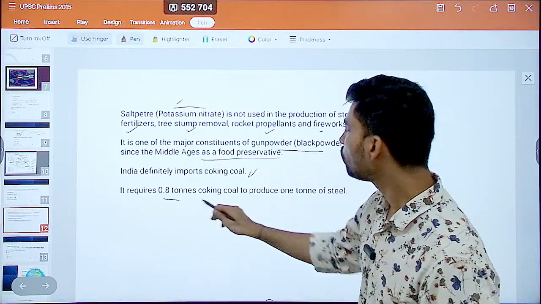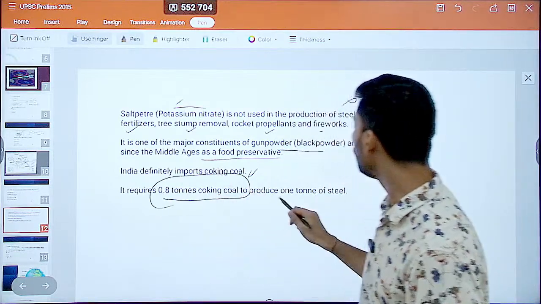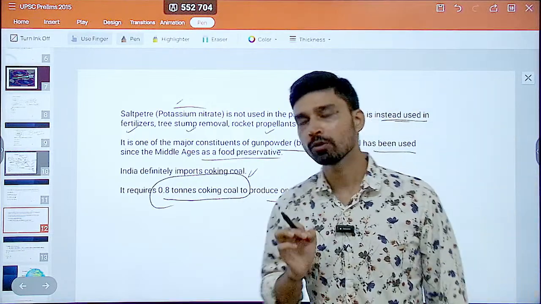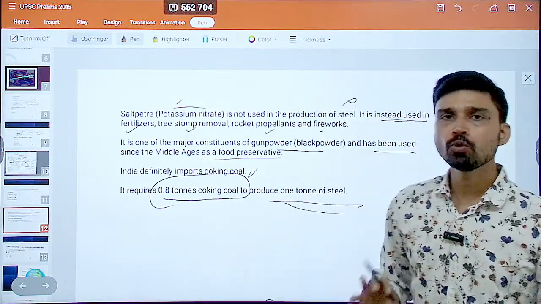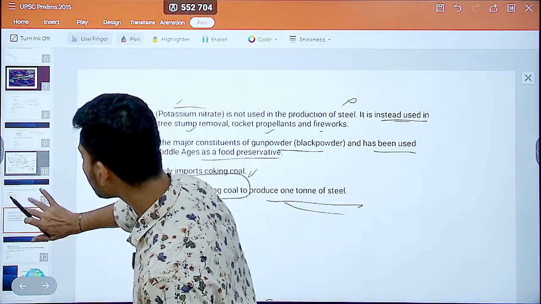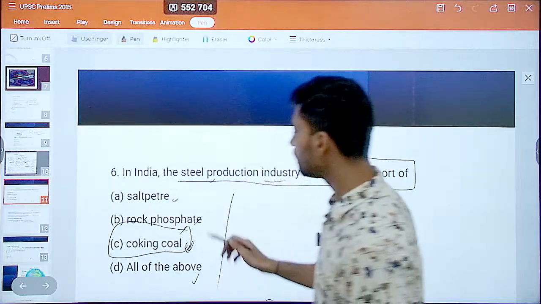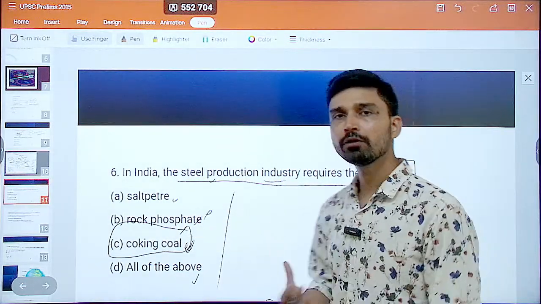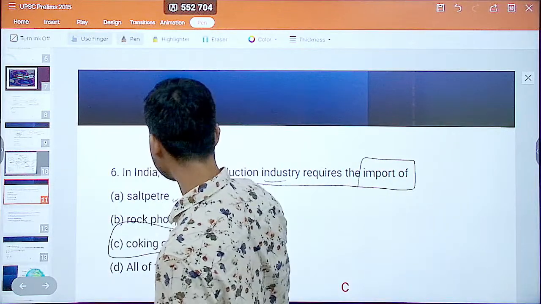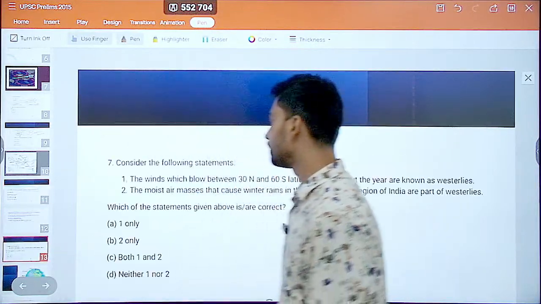India definitely imports coking coal, as we have discussed. It requires about 0.8 tons of coking coal to produce 1 ton of steel. So India not only imports coking coal, but it has to import it in a very huge amount. Rock phosphate is something that India does not have to import. It is found in India also, and largely this is used in the fertilizer industry.